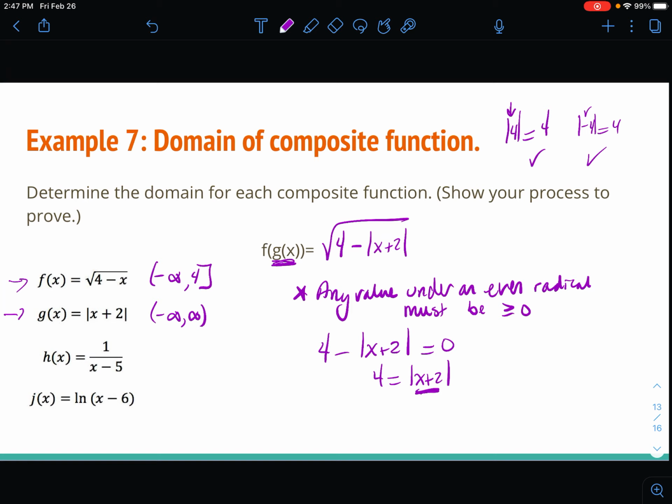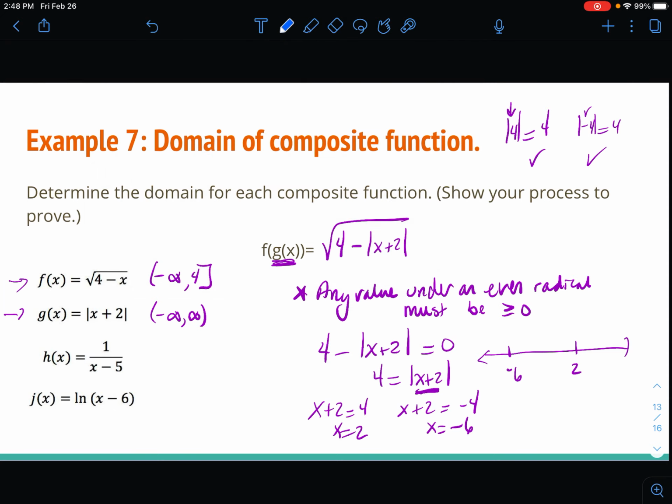So we're going to say that x plus 2 could be 4, but x plus 2 can also be negative 4. And that would work. So we get x equals 2 and x equals negative 6. So we're going to do this same idea of the number line. And this is how we're going to show negative 6 and 2. And we're going to test the 3 regions.